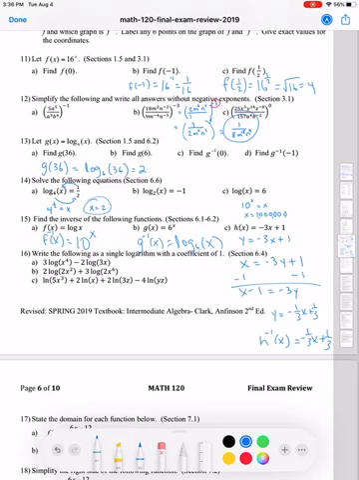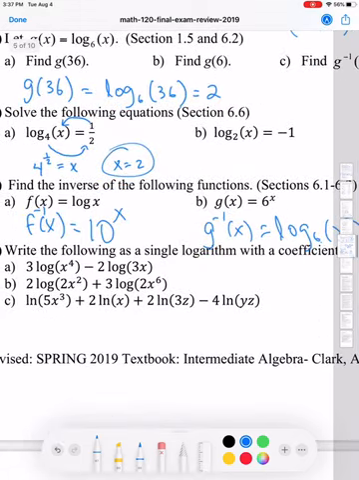For 16, let's do only one of these. Let's do C. I'm going to compress it. So I'm going to compress 16C. The first thing that I'm going to do, this goes as the exponent, that goes as the exponent, this goes as the exponent.